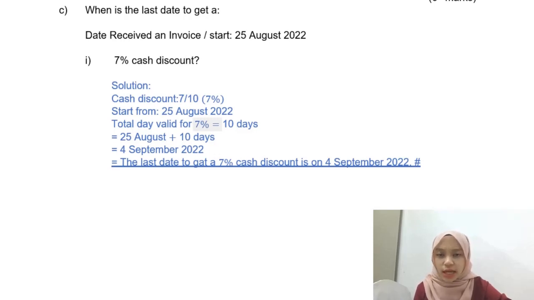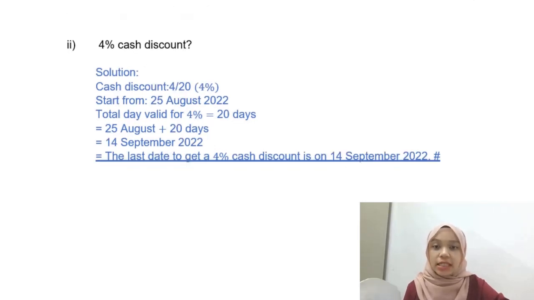This question actually asks when is the last date to get a 7% cash discount. So, 7% equivalent to 10 days. To find the answer, we need to add 10 days after August 25th. And the answer is 4 September 2022. The last date to get the 7% cash discount is on 4 September 2022.